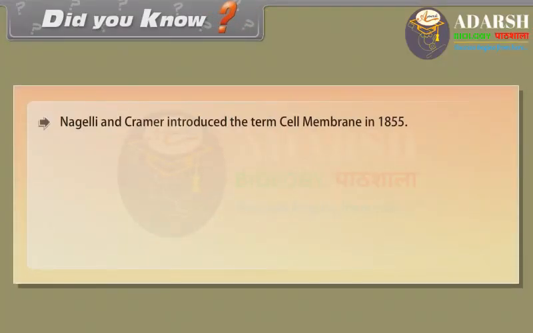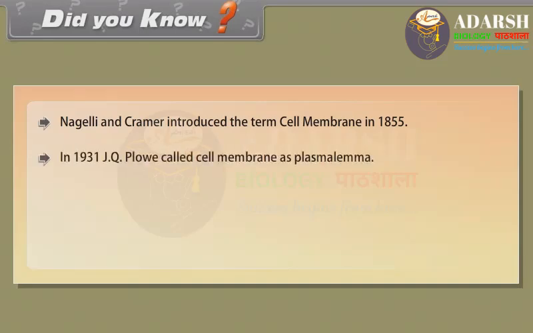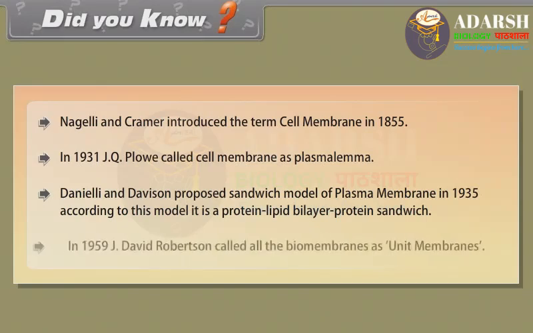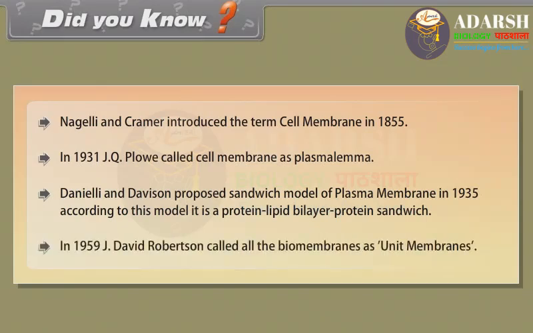Did you know? Nageli and Kramer introduced the term cell membrane in 1855. In 1931, J.Q. Plowe called cell membrane as plasma lemma. Danielli and Davson proposed the sandwich model of plasma membrane in 1935. According to this model, it is a protein-lipid bilayer-protein sandwich. In 1959, J. David Robertson called all the biomembranes as unit membranes.